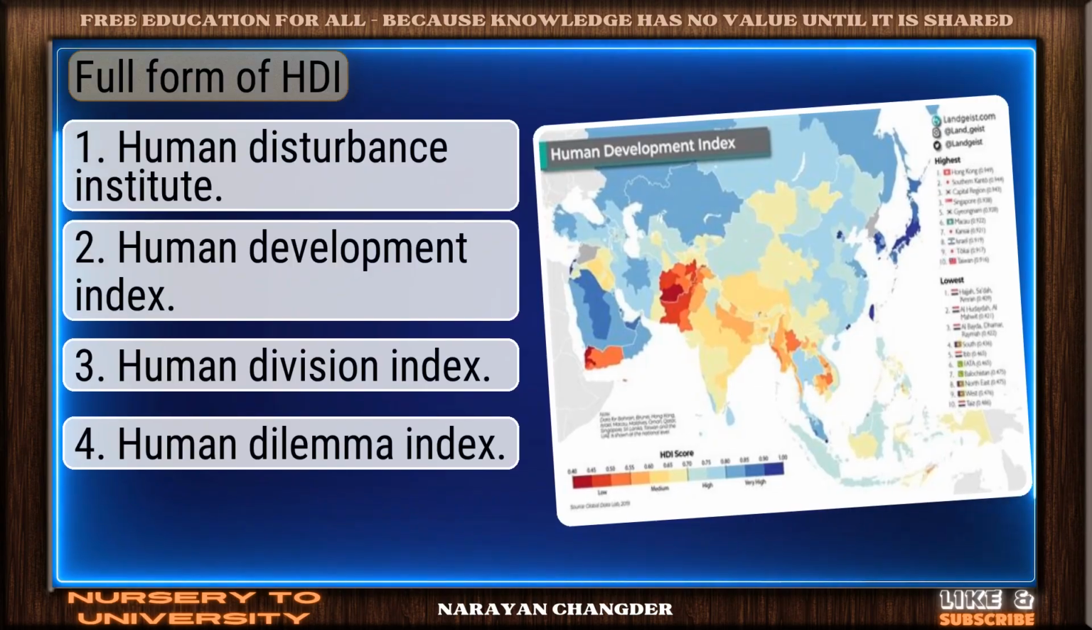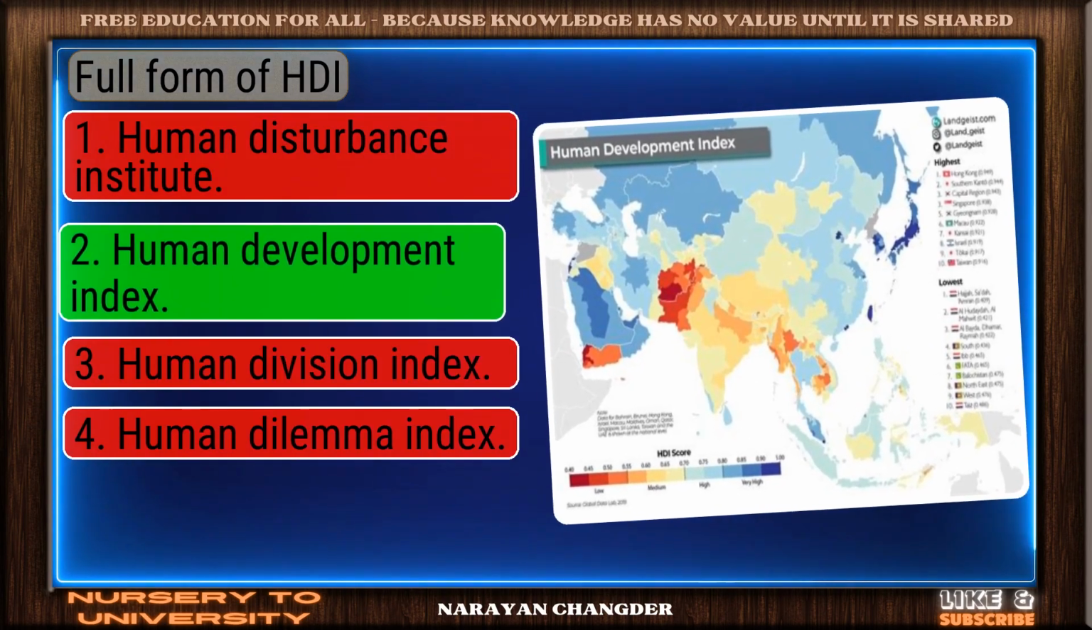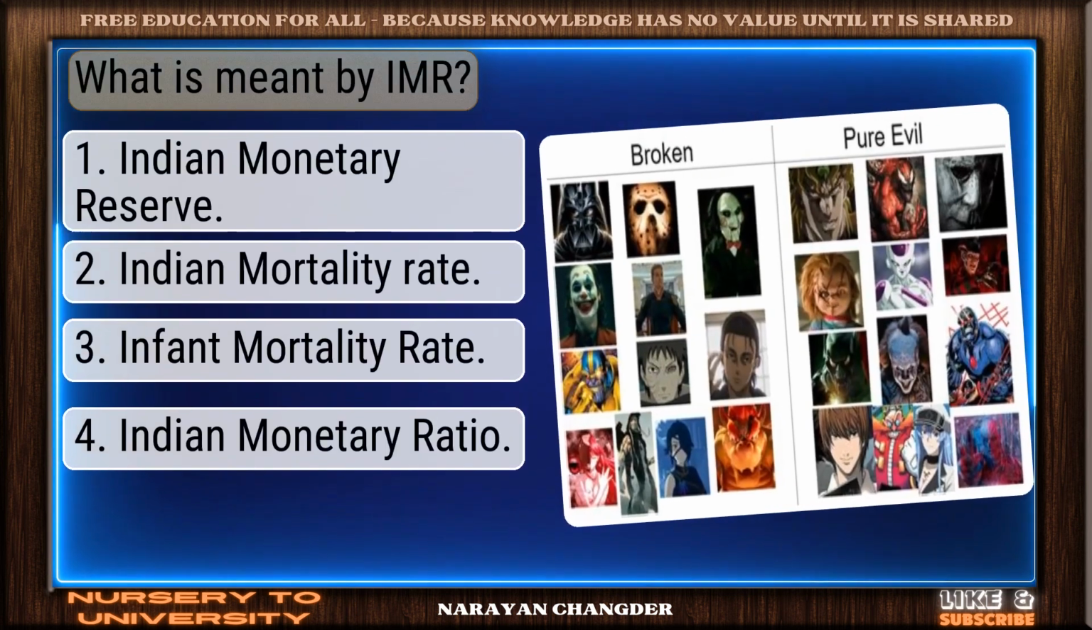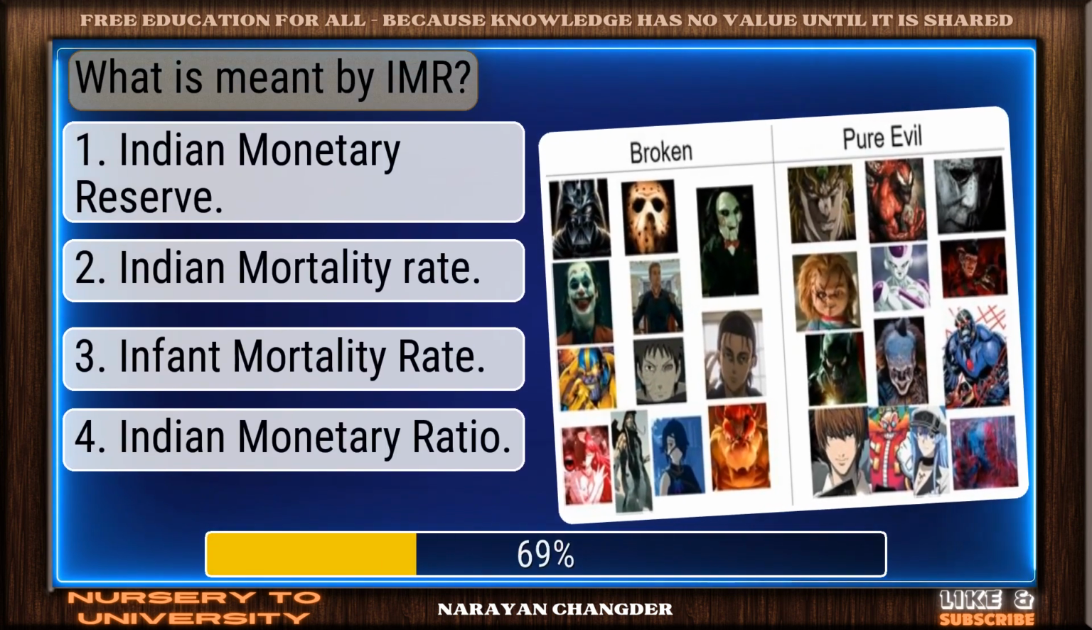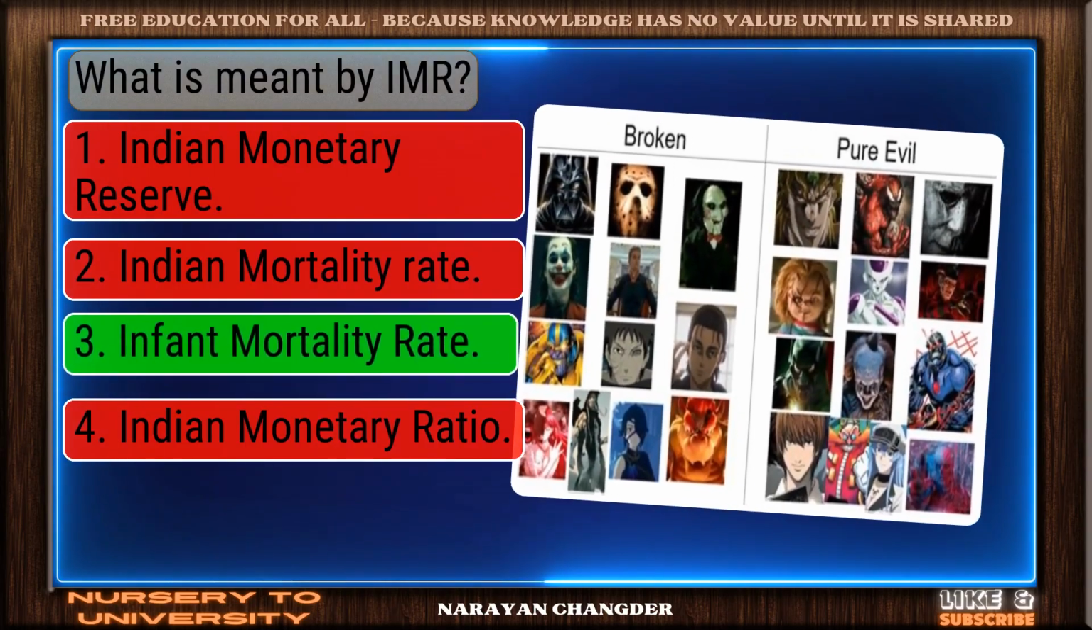Full form of HDI? Great thinking. Human Development Index is right. What is meant by IMR? You got it. Infant mortality rate fits.